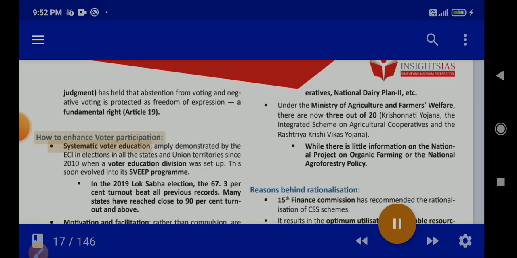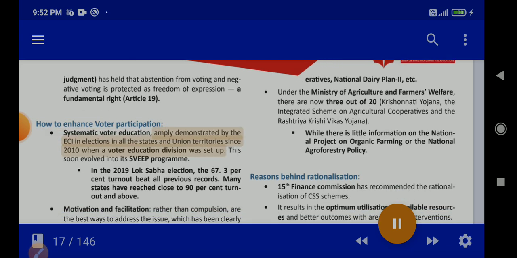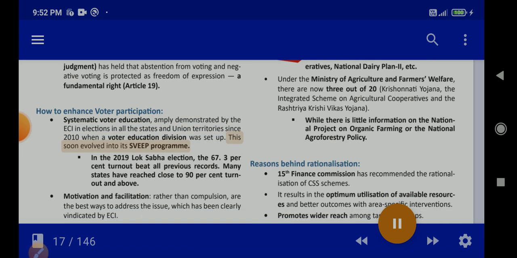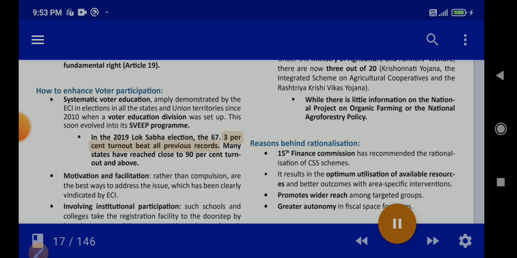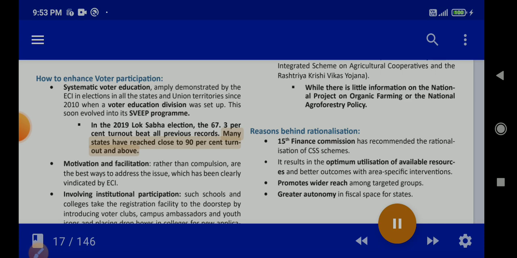How to enhance voter participation. Systematic voter education, amply demonstrated by the EC in elections in all the states and union territories since 2010, when a voter education division was set up. This soon evolved into its SVEEP program. In the 2019 Lok Sabha election, the 67.3% turnout beat all previous records. Many states have reached close to 90% turnout and above.